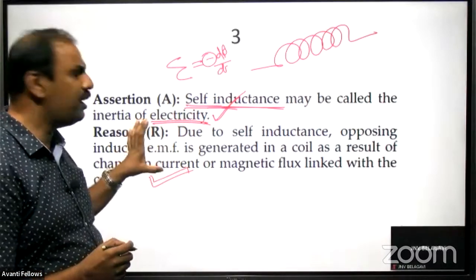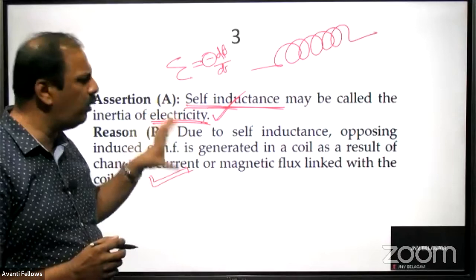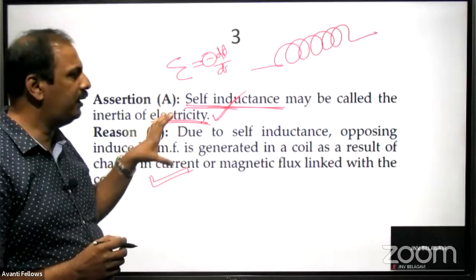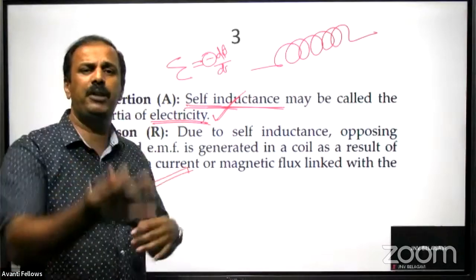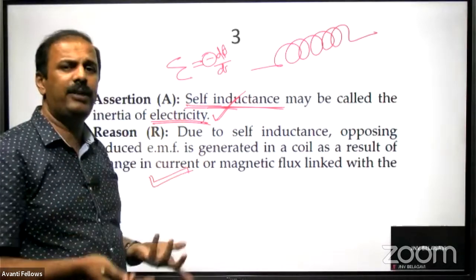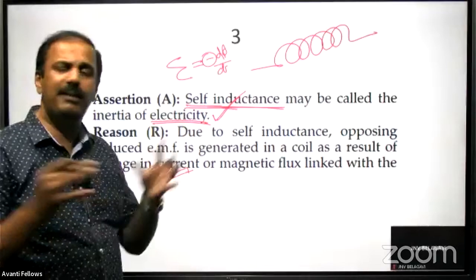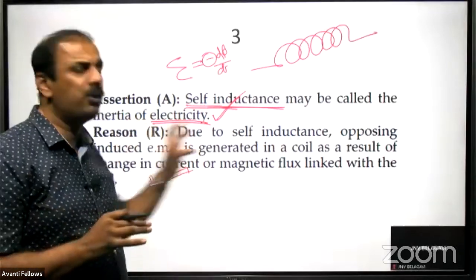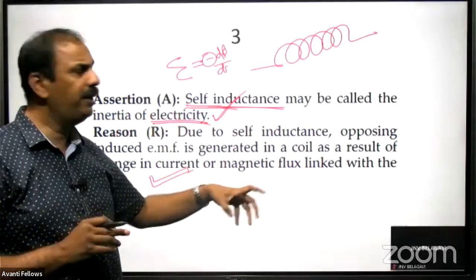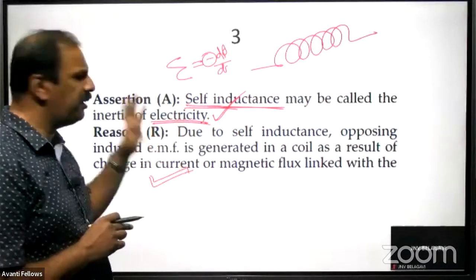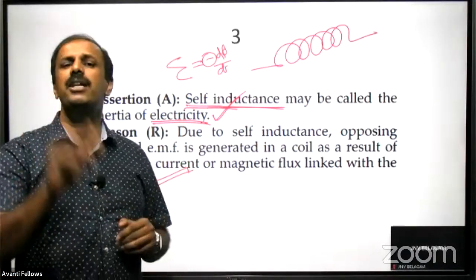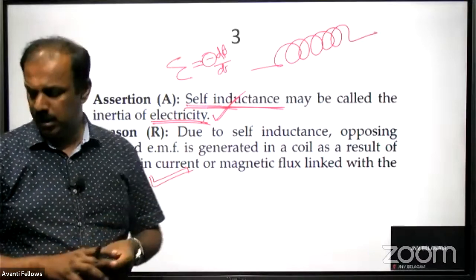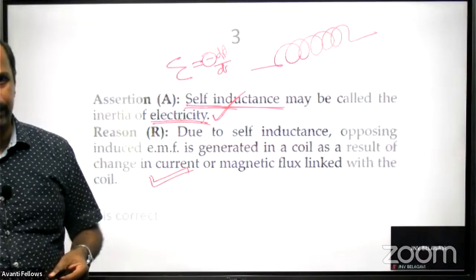So this type you have to expect more. You cannot tell the probability of whether both will be right or both will be wrong, or anything can happen. But you should not rule out this chance also. That is, you have the correct assertion, correct reason, but the reason is not explaining the assertion. That chance you should not rule out. Okay, we will move to the next question.